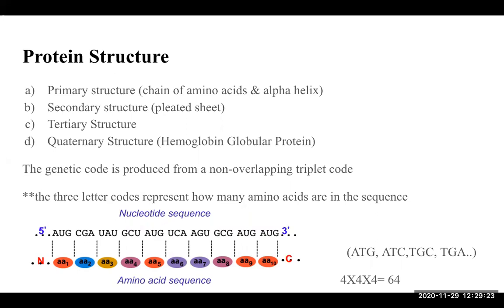So 3-letter codes represent how many amino acids are in the sequence. Like in the example on the very bottom, I gave an example of ATG, ATC, TGC, TGA, and continued. To solve this and see how many codes there are, you can see that there are 4 individual options, and each codon is composed of 3. So you'd have to do 4 times 4 times 4, and that would give you 64.